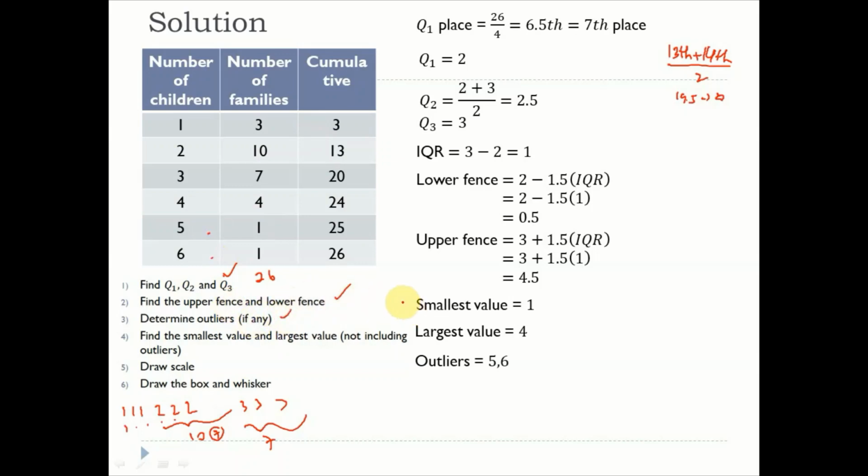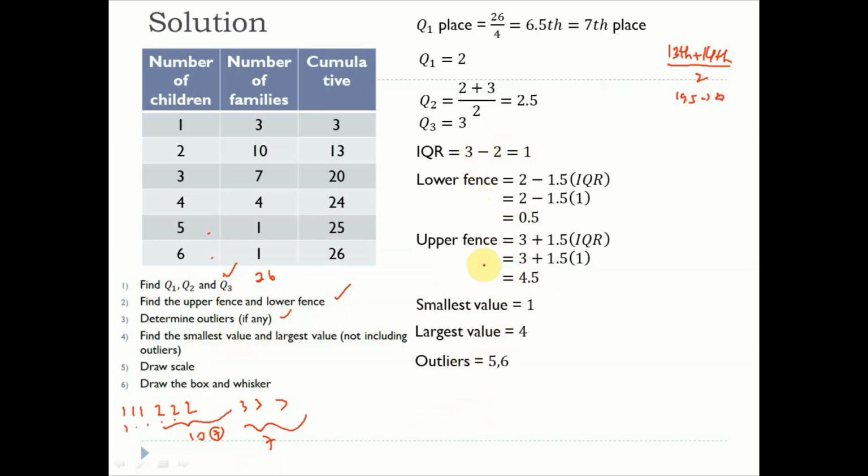Okay. And then next is find the smallest value. Sorry, tadi terbalik pula. So outliers tadi 5 and 6. Smallest value adalah inside the fence is 1. And then the largest value inside the fence is 4. Sebab fence 4.5. Okay, now we draw this thing.